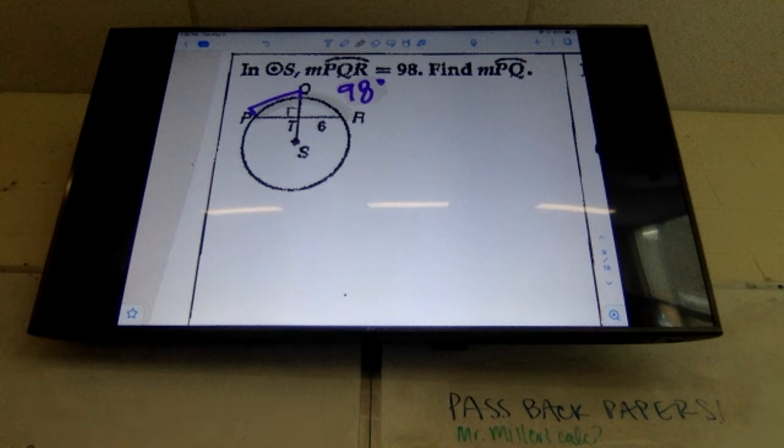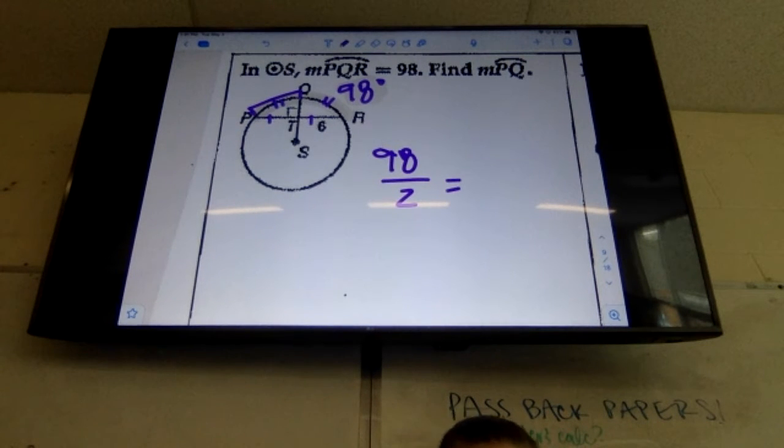Just cut it by 2. Divide it in half. We can cut it in half because it's bisected. If I know that I've got a little perpendicular mark right here between the chord and the diameter, that means PT and TR are congruent, and it means QR and PQ are congruent. So half of that would be 49.